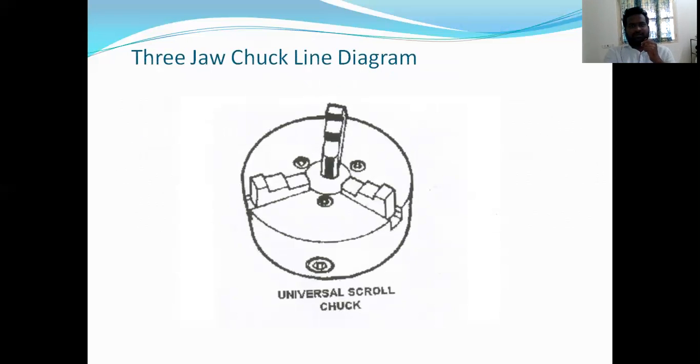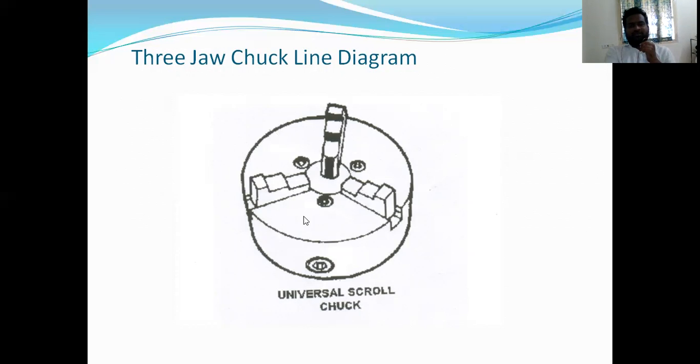This is the 3-jaw chuck diagram. These are the jaws 1, 2, 3, and there is only one keyway here. By rotating this keyway with a single key, the 3 jaws move in and out together. That's why it is called a 3-jaw universal chuck.